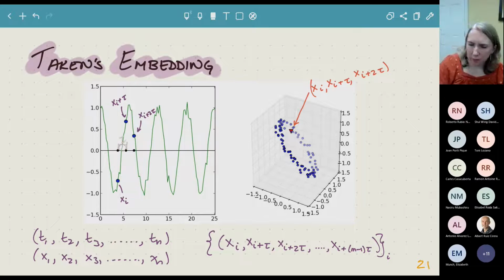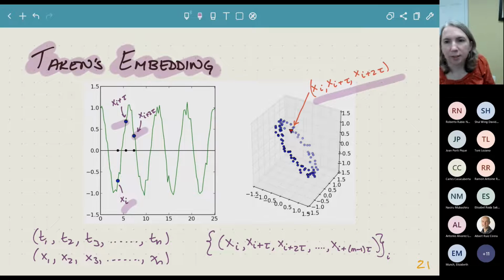And it turns out that if you do a good job of picking the dimension and that delay tau parameter, I can treat these 3 numbers as just a point in a point cloud. So if these are xi, xi plus tau, xi plus 2 tau, this thing is the point that's just got coordinates xi, xi plus tau, xi plus 2 tau.